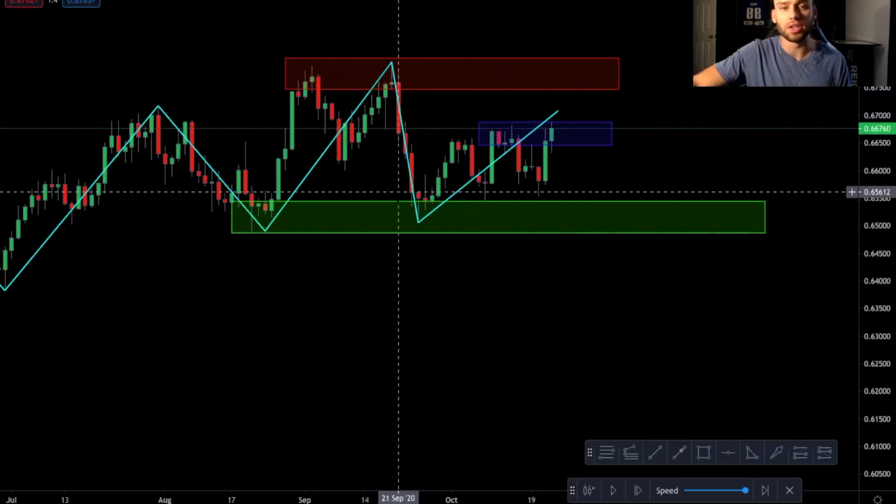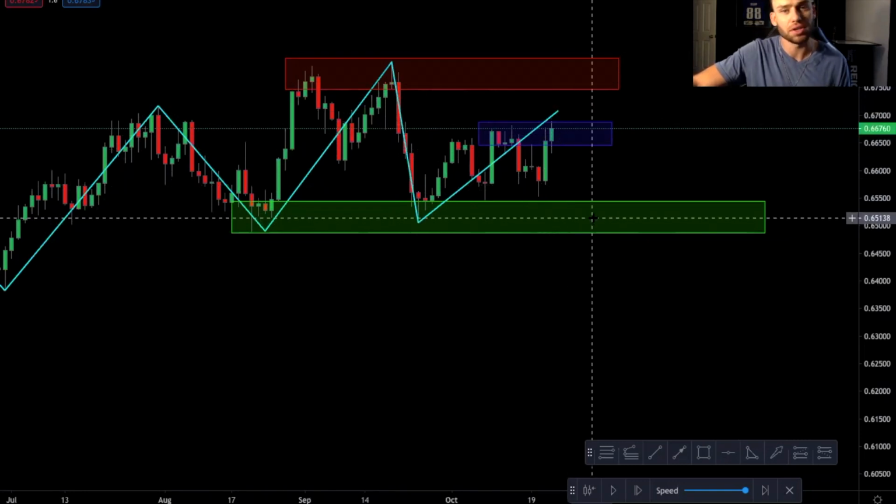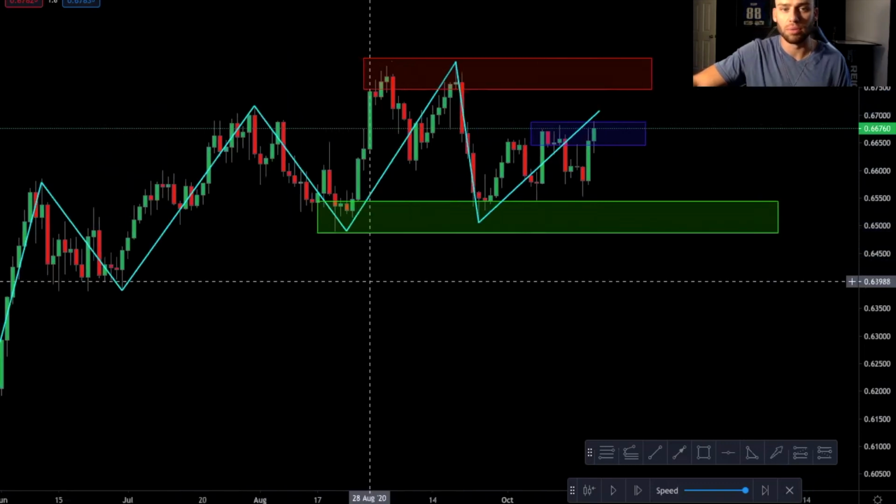If we break above, good. I now predict a retest of the highs. If we see some selling pressure, then whatever. It has nothing to do with the fact that we're still in a bullish trend. We're still in a bullish trend.